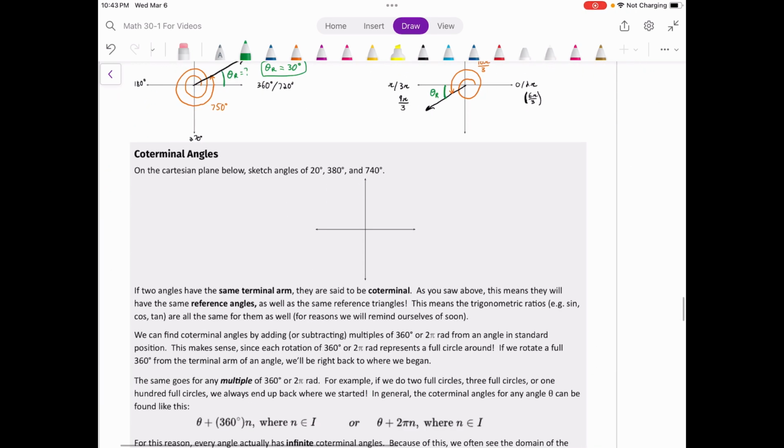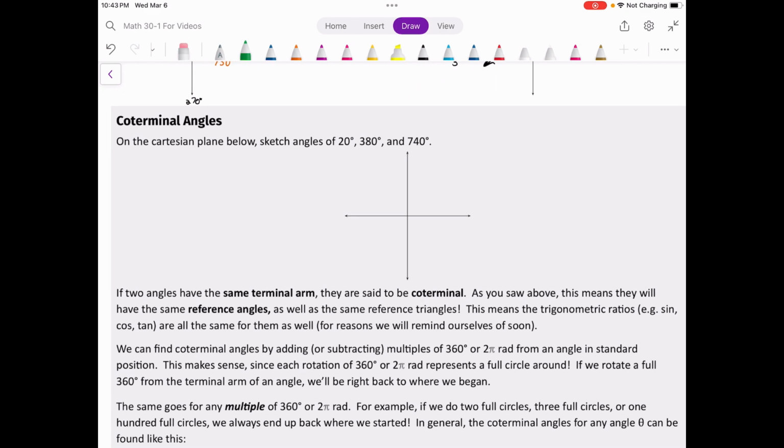All right, so they've come up a couple times, but let's officially talk about them now. These coterminal angles, okay? And like the name kind of suggests, well, you know what? I won't spoil it. Let's just do this investigation here. On the Cartesian plane below, it wants us to sketch angles of 20 degrees, 380 degrees, and 740 degrees. So let's think about this. We got our 0, our 90, our 180, our 270, working in degrees because they gave me the angles in degrees, and our 360 would be all the way around, okay?